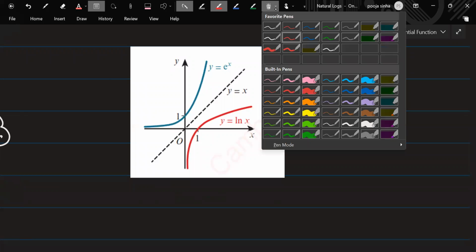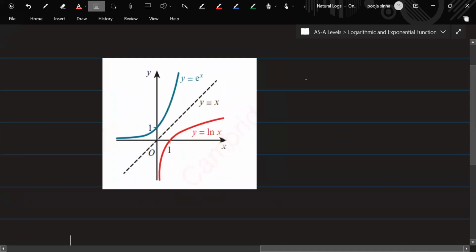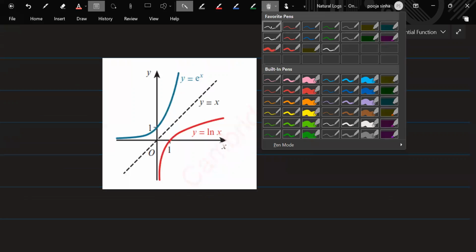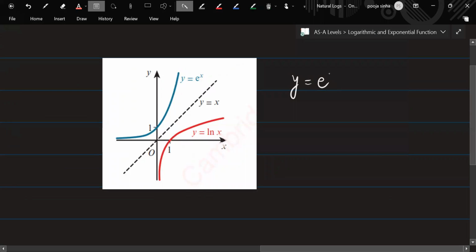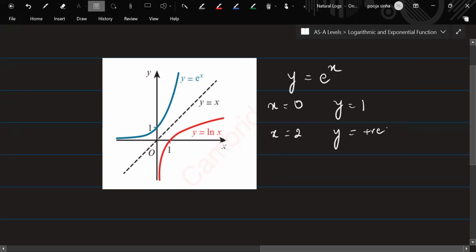Let's say when you put x is equal to 0. So y is equal to e raised to power x, with x equal to 0. What will be the value for y? When x is equal to 0, y will be 1. If x is equal to 2, then y will have some value which is e raised to power 2. Whatever number it gives, it will be a positive number, right?